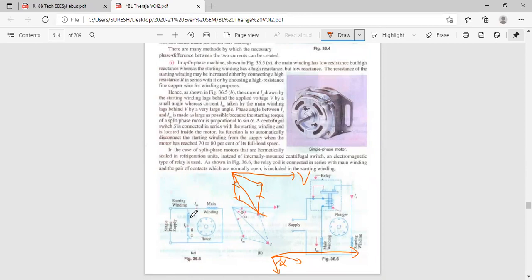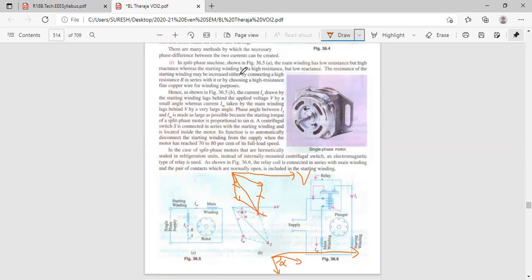Why? Because it has low reactance. It is a very thin coil. But the main winding is a thick coil, and the thick coil has high reactance. The starting winding is the low reactance coil, meaning a thin coil. If high current flows, it will be melted. That's why, to protect the starting winding, they connect one resistance in series with the starting winding.